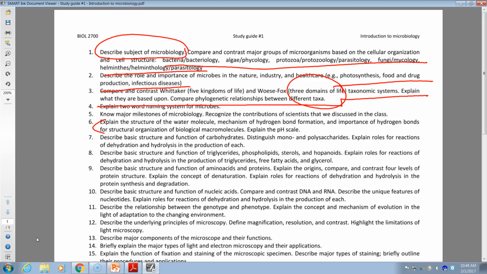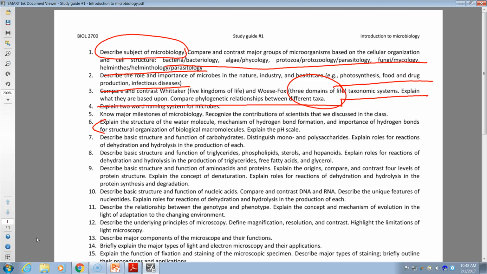Structure of the water molecule. Well, know that it's polar, that it forms hydrogen bonds between positively charged hydrogen and negatively charged oxygen. Understand why hydrogen bonds are important. They determine the shape of macromolecules like DNA or protein. Question? No? Good.